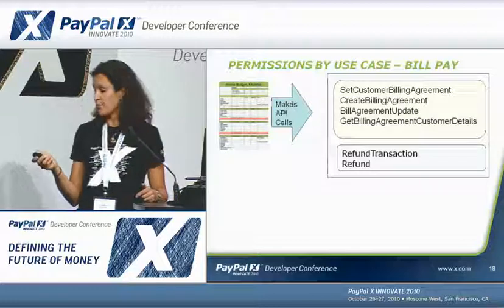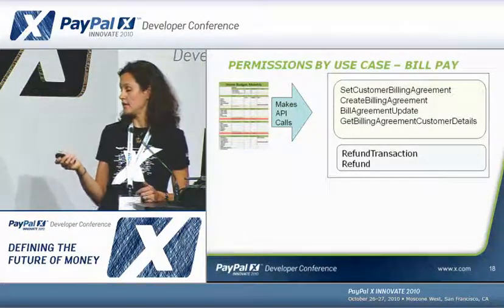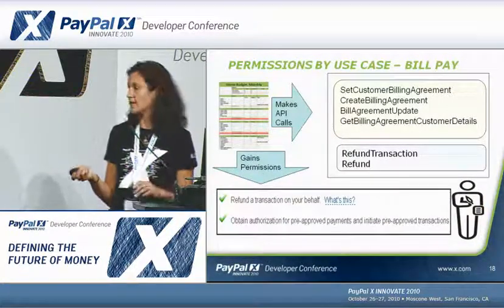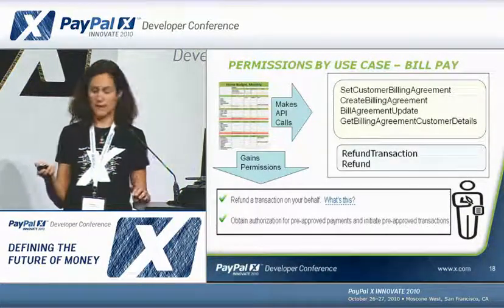Bill pay, we have a product with four APIs plus refund, and it will show like two simple lines that, you know, you're granting permissions for pre-approved payments.